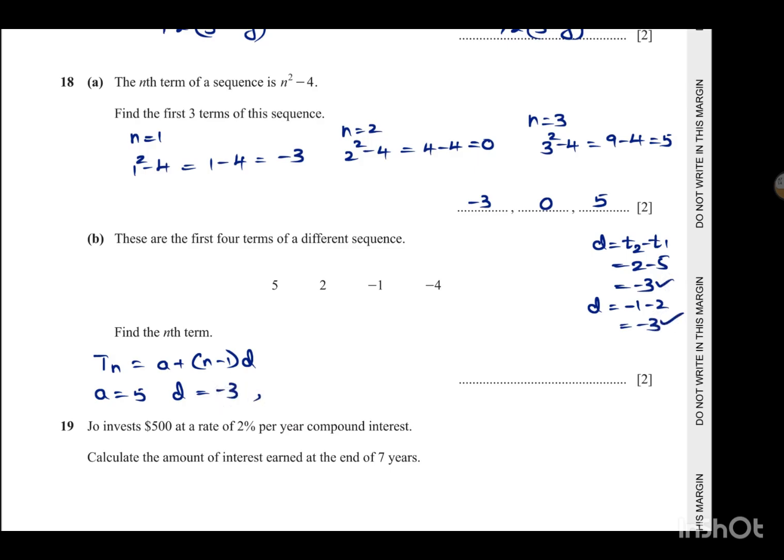Now substitute in the rule here. 5 plus (n minus 1) into d, where d is minus 3. So 5 plus minus 3 into n is minus 3n, and minus 3 into minus 1 is plus 3. 5 plus 3 will be 8. 8 minus 3n is the nth term.